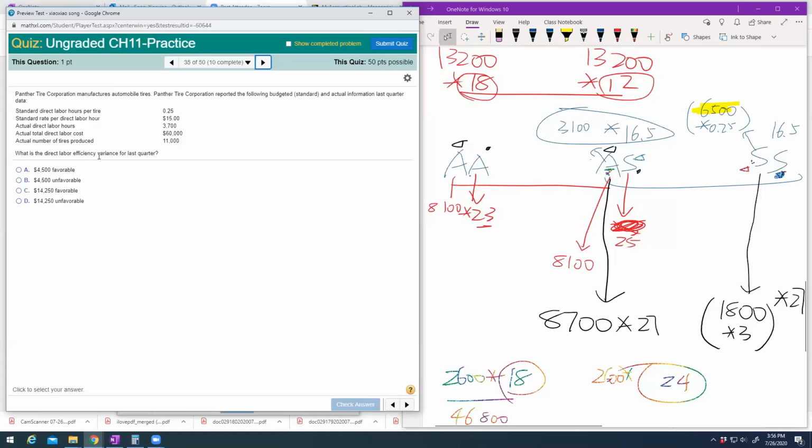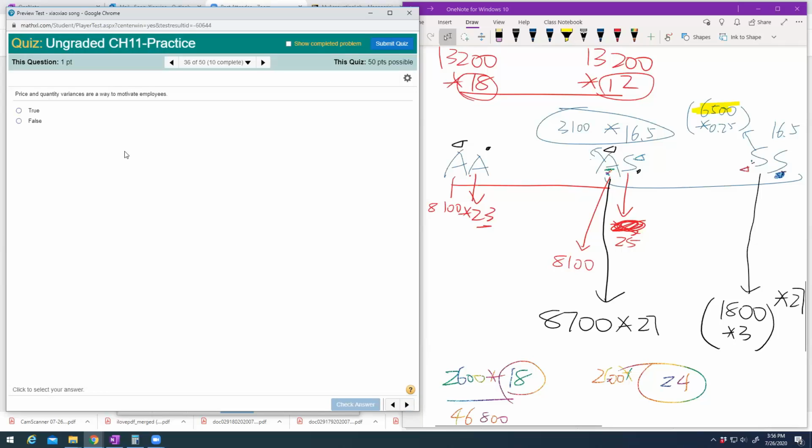So I'm not going to do this. I just put a lot of practice for you. I want you to be ready for all the types. So let's look at this: the standard rate is $15, and the actual hours are 3,700. Standard hours: you totally produce 11,000 tires, and each one is 1.25 hours. Then you can get the standard total hours.